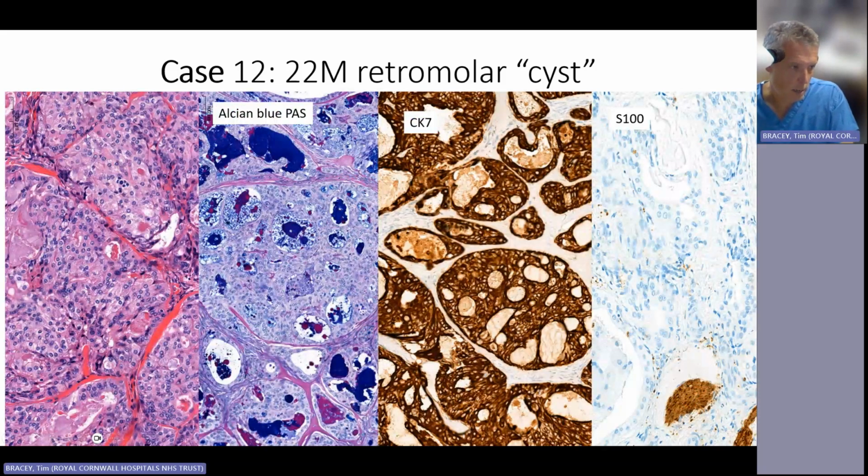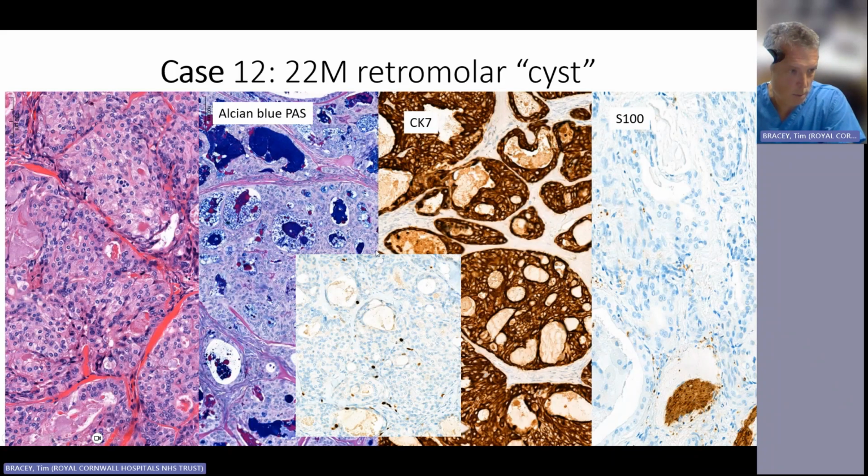And zooming in, you've got these sort of squamoid cells, but also multiple cysts and mucus cells, which show up nicely on the Alcian blue PAS. It's CK7 positive. If you looked at the squamous markers, they'd show some patchy positivity as well. The S100 is negative. There just happened to be a nerve at the bottom there, so I took that. This is not a myoepithelial salivary gland tumor. It doesn't show any myoepithelial differentiation.